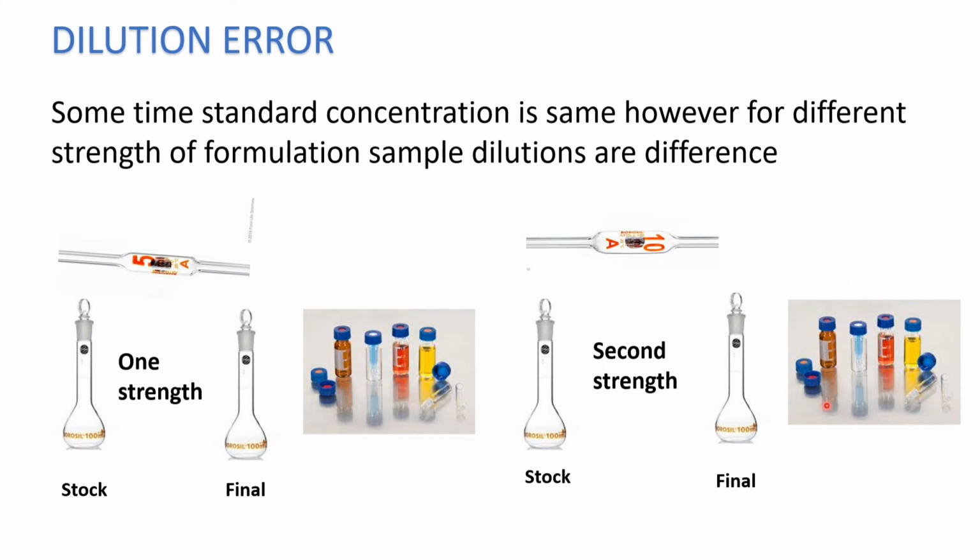And when the second strength is also prepared, first you complete the UV analysis for the first strength. Then after the completion, you can take the second strength flask near to the UV and do the analysis. In this way, you can avoid the dilution error if you have different strengths with different sample dilutions with the same standard concentration.